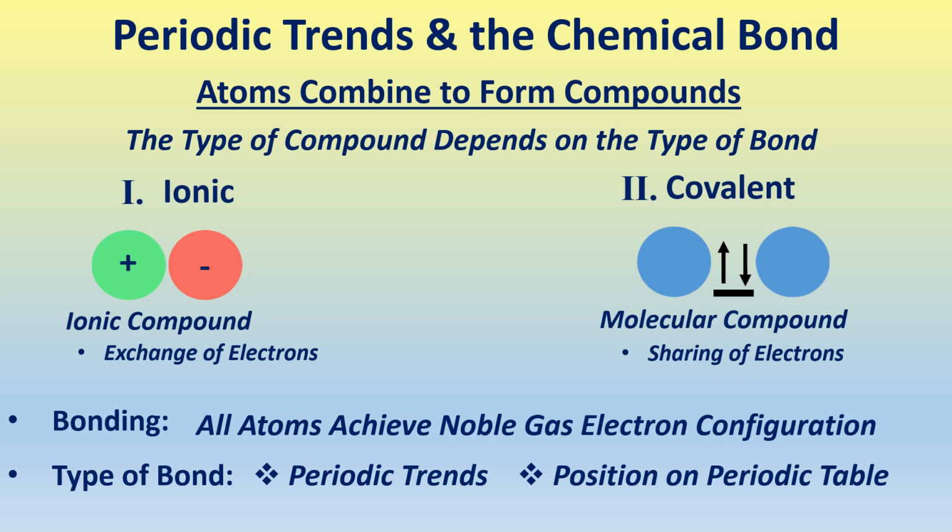Also, it's worth noting that these simple classifications are the extremes. In reality, bonding occurs along a gradient between purely ionic and purely covalent. For an introductory video, this fine point will, for now, be ignored.